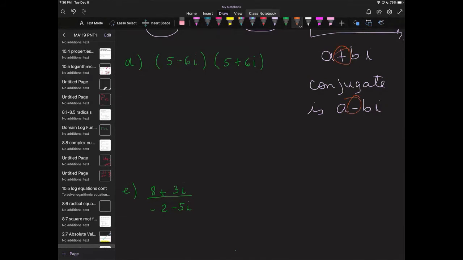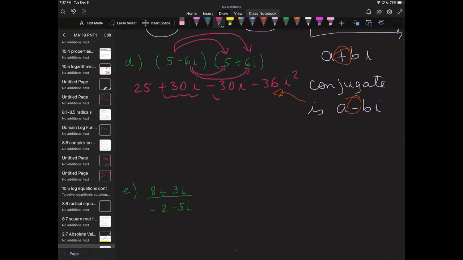In the standard form of the complex number, I'm changing the sign in front of the term that has i. The two things are conjugates of each other. So if I do the multiplication with conjugates, let's start here with 5 times 5, which is 25. And then I have 5 times 6i, positive 30i. And then I have negative 6i times 5, negative 30i. And then negative 6i times positive 6i, so negative 36i squared.